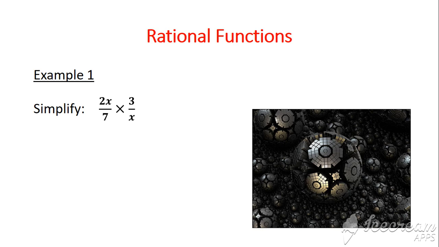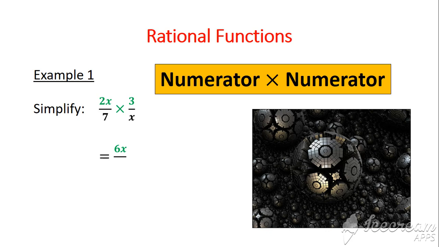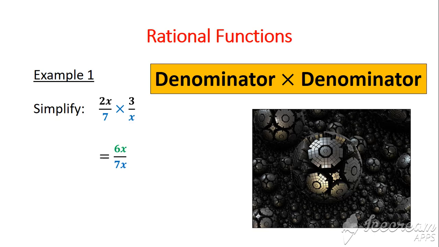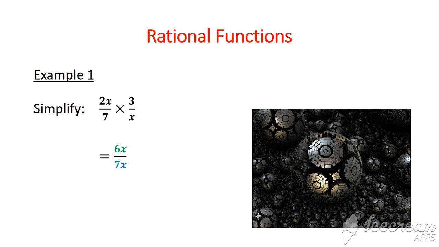We're going to simplify 2x over 7 multiplied by 3 over x. Well, if we remember back to year 9 and year 10, to multiply fractions, we need to go numerator times numerator. And in this example, we're going to go 2x times 3, which gives us 6x. And then we're going to go denominator times denominator. And in this example, we're going to go 7 times x, which is 7x. So we get 6x over 7x.